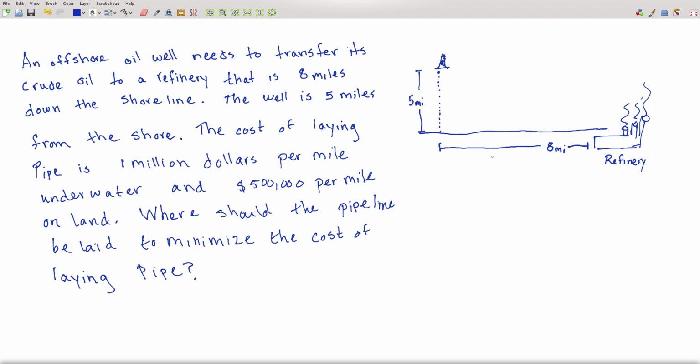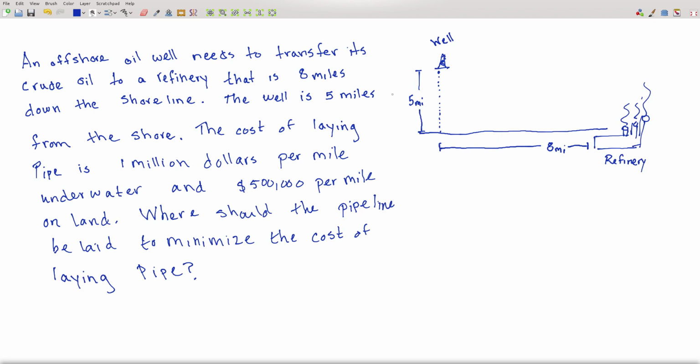The refinery is 8 miles down the coast, the shoreline. The oil well is out here at sea. It's out in the ocean someplace, 5 miles out into the ocean. And we're trying to find a way to deliver the oil from this well to the refinery in the least expensive way. That is, to minimize the cost. Okay, great. And then we were given some useful information about the cost of laying down pipe on land and laying down pipe at sea. Okay, very good. So we want to ultimately see where we should put this pipe.